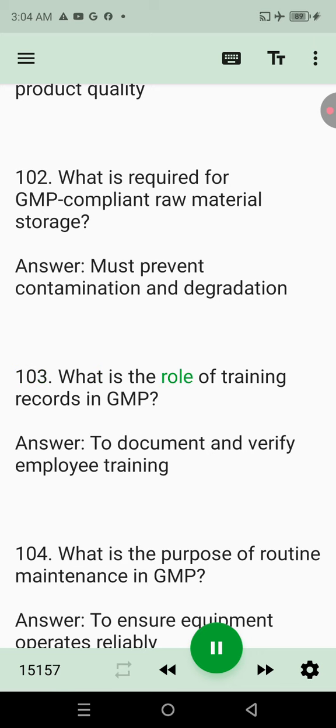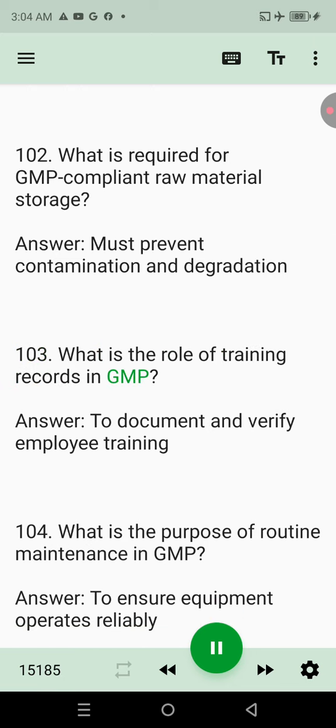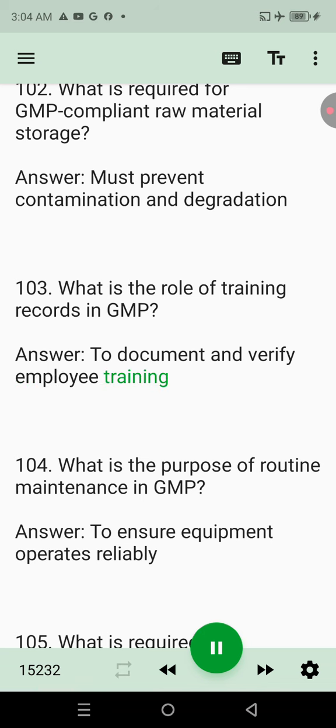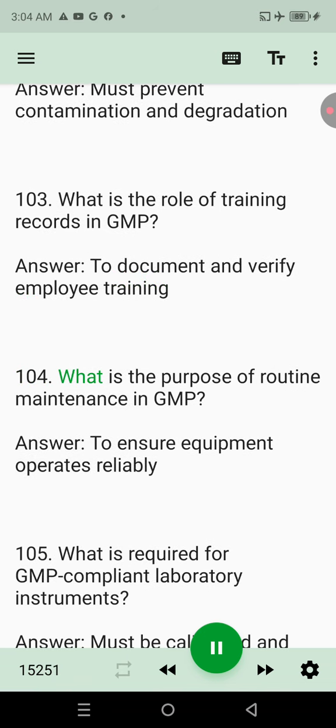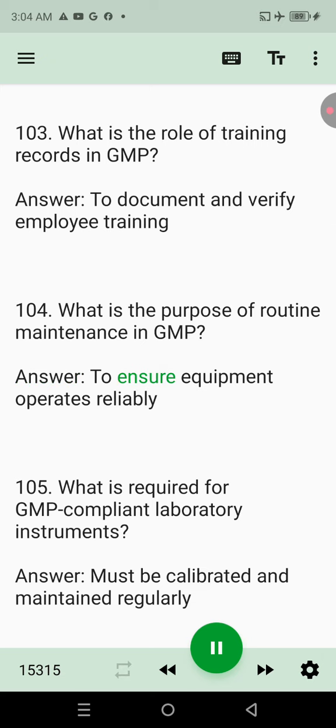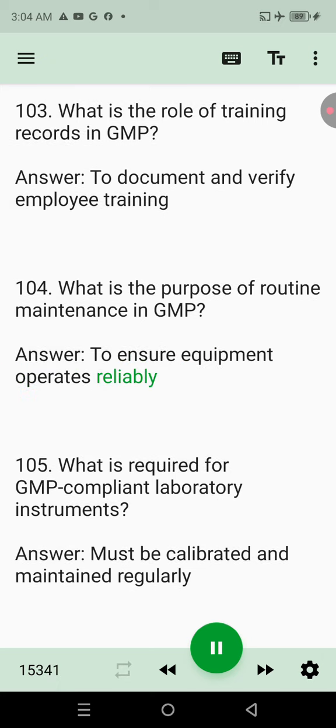103. What is the role of training records in GMP? Answer: to document and verify employee training. 104. What is the purpose of routine maintenance in GMP? Answer: to ensure equipment operates reliably.